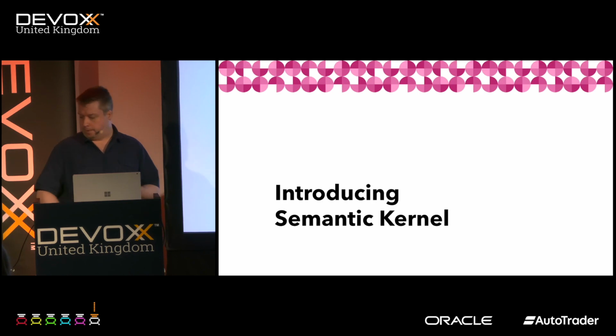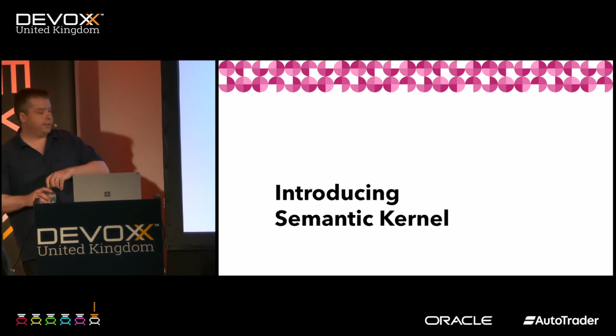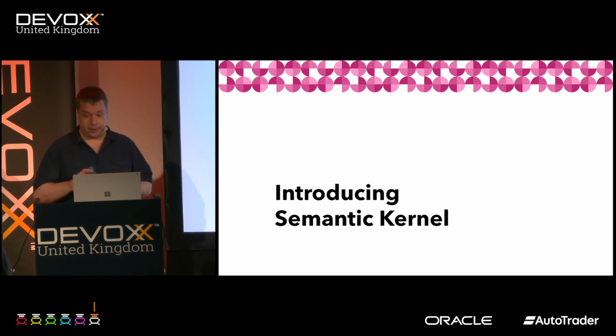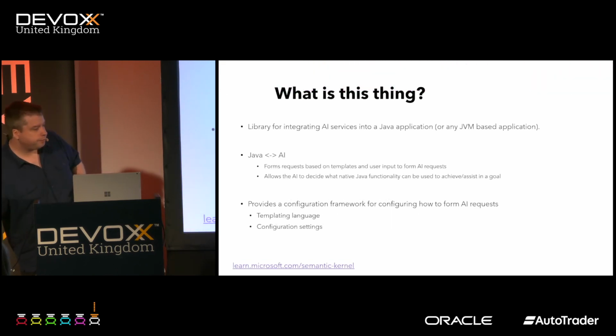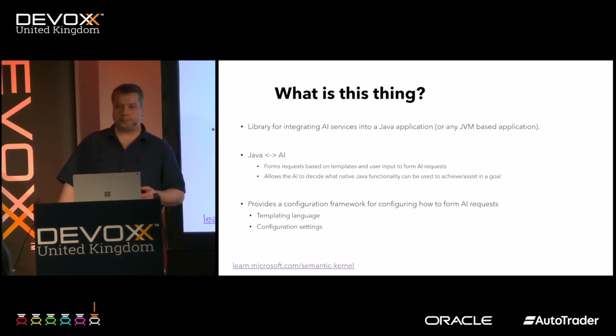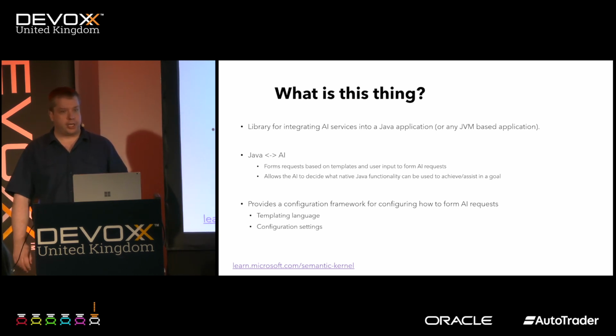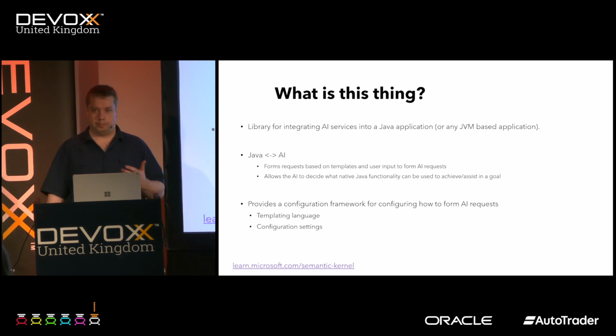So, Semantic Kernel and how it can assist you in integrating AI into your application. It's a library for integrating AI services. It's for Java or really any JVM-based application. I've got examples working in Kotlin, and it works great.